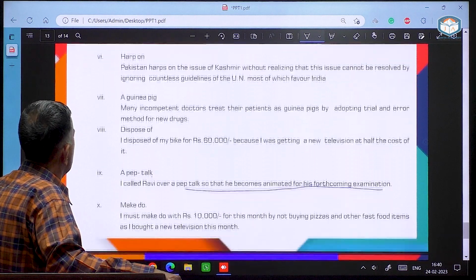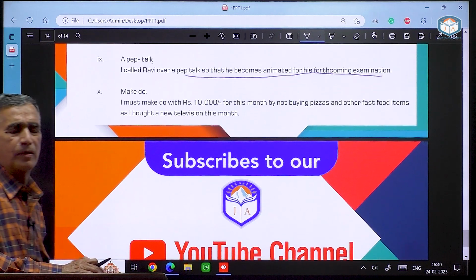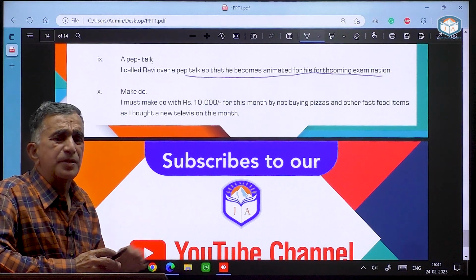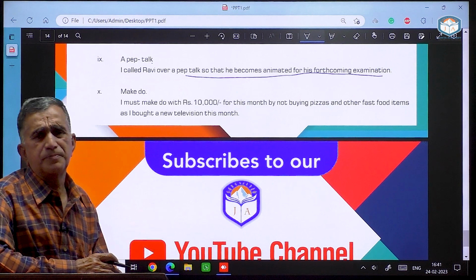A guy in a pig. Dispose of. A pep talk. Make do. The meaning of all these idioms and phrasal verbs is clear from these sentences.